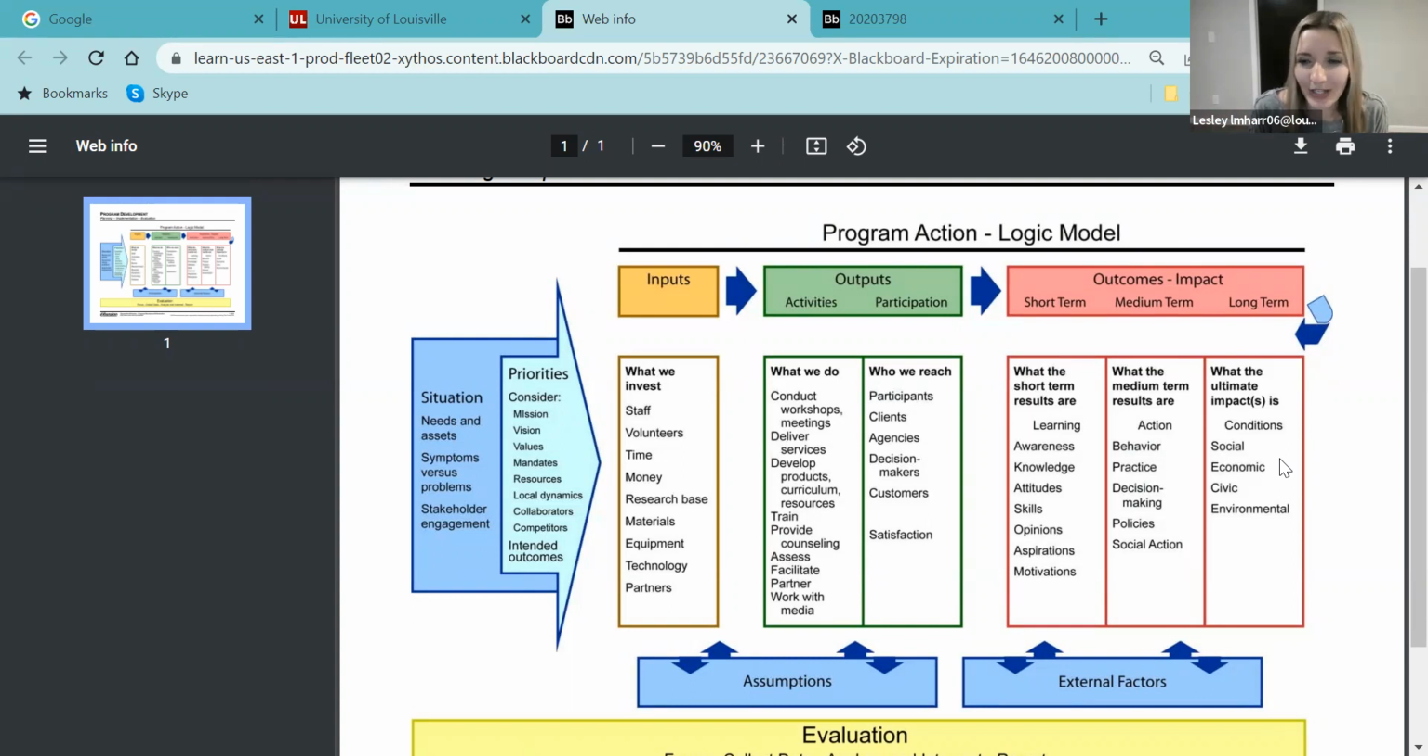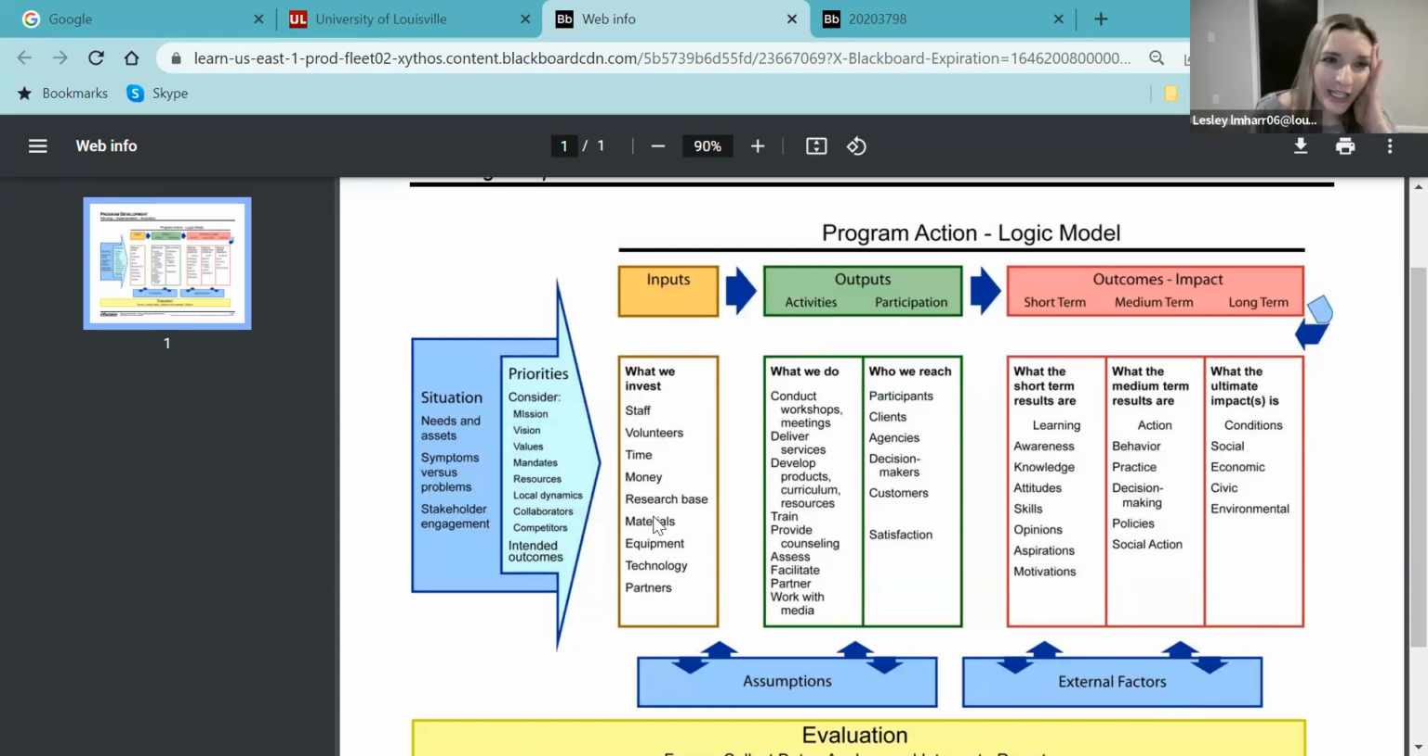So I know I've been talking for quite some time, but what questions do you all have about the logic model assignment that's coming up? I just had a quick question about inputs. So were you saying that inputs are only things that they already have, not things that we need?